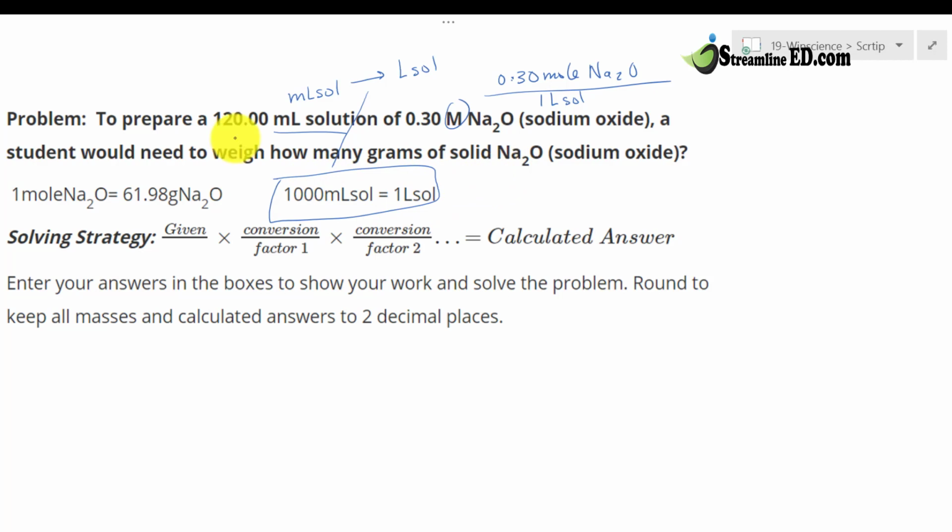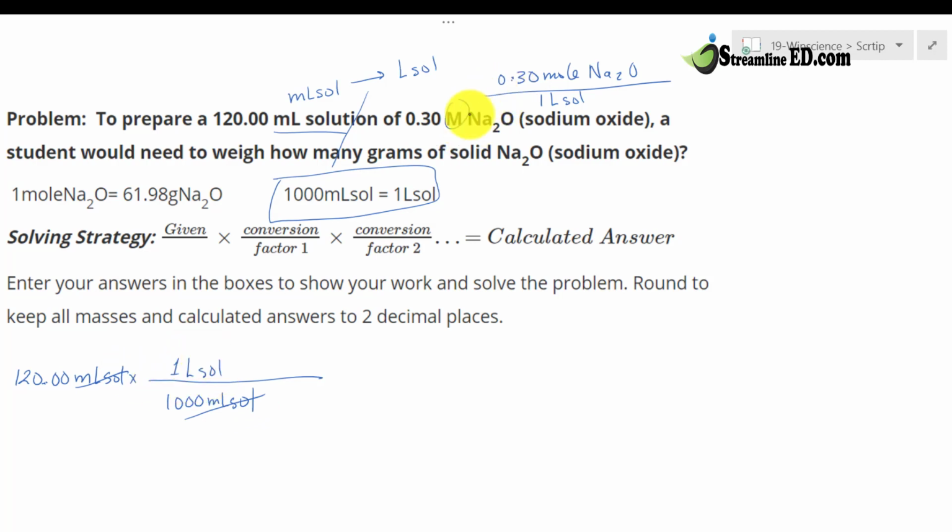The same thing, we start from a given. We have 120 milliliter of solution. And we need to convert that to liter of solution using this conversion factor here. See how this is milliliters, so the milliliter goes on the bottom: 1,000 milliliter of solution. On top would be 1 liter of solution. Milliliter cancels out. Now we have liter of solution.